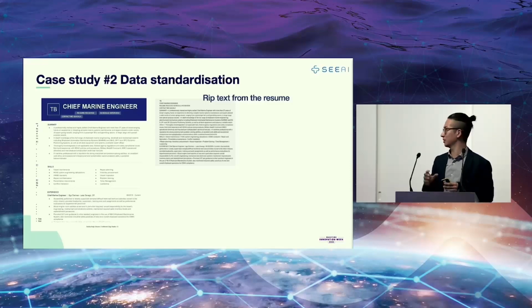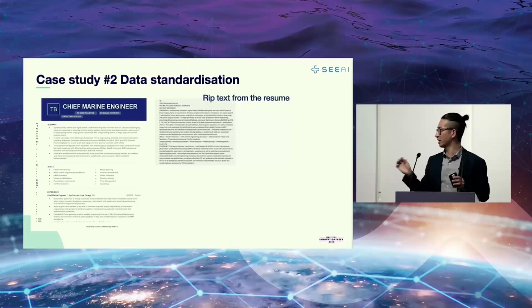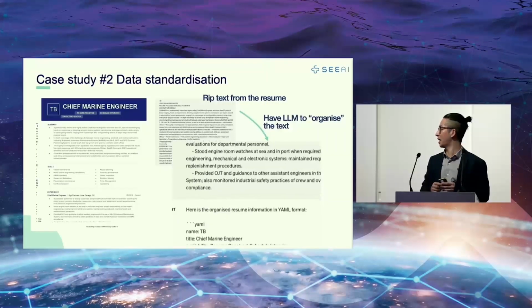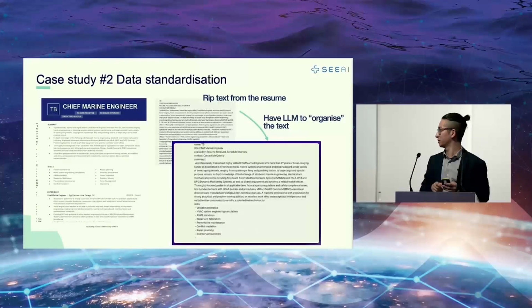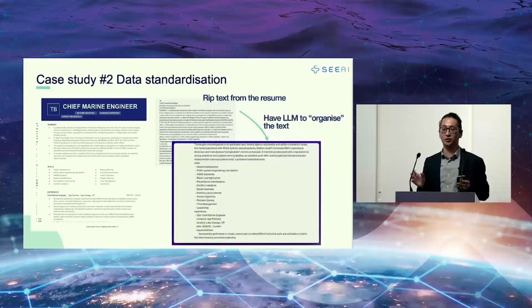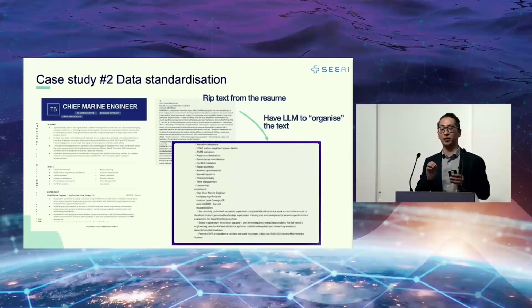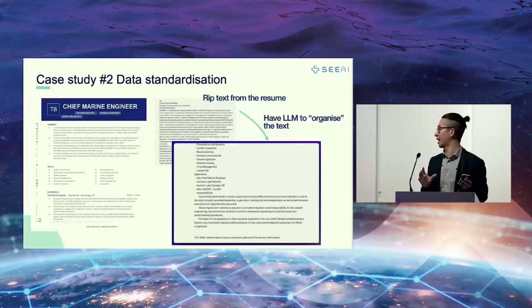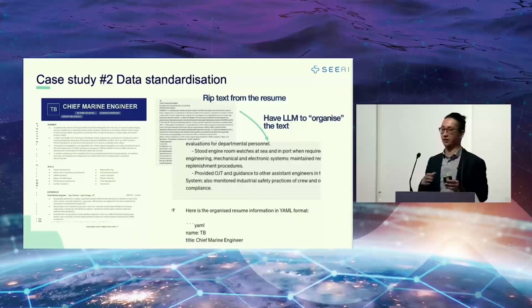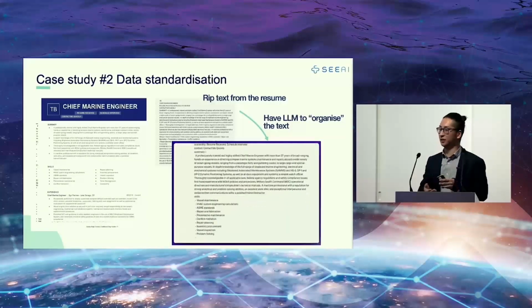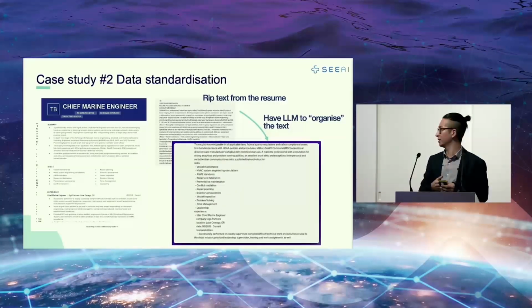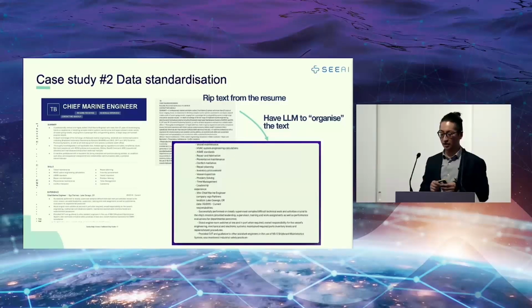So what we do is very simple. We just rip out the text from the resume. It doesn't save any layout or format. Just rip out the text as it is, and then have the LLM organize it in the way that we specified. LLMs are really good at organizing and extracting relevant information from this chunk of text. It's able to group it in a logical manner: name, title, experience, summary, skills, education. It's able to do that for any kind of resume.